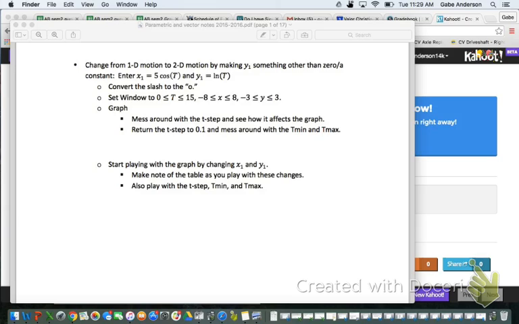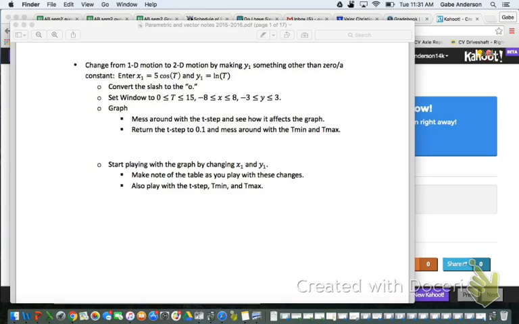So let's see here. Yeah. So mess around with the t-step. Mess around with the t-min and t-max. Listen, I want you guys to take like 5-6 minutes and literally just play around with it and see, if I change the t-step to this, what happens? What if I change the t-min and t-max? What seems to happen if I do that? I really just want you to mess around with these things, okay? And see what happens, right? Ready, set, go.